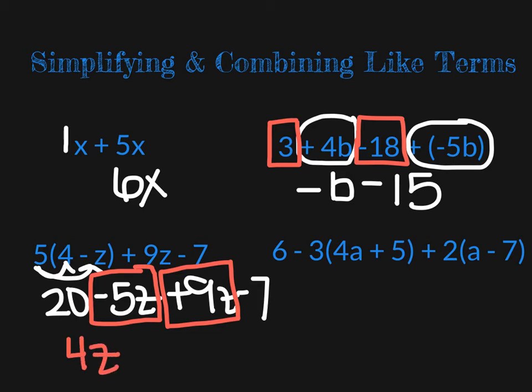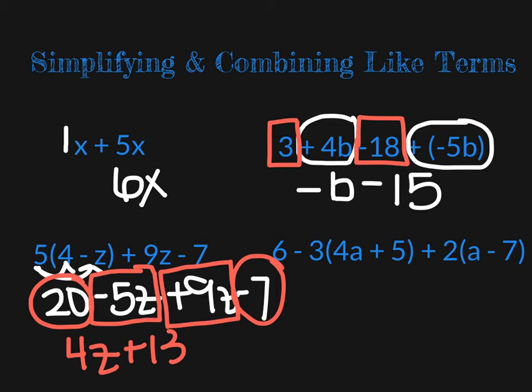And then I go back and look. I have a positive 20 and a negative 7. When I put a positive 20 and a negative 7 together, I get a positive 13. And then that is in simplest form.